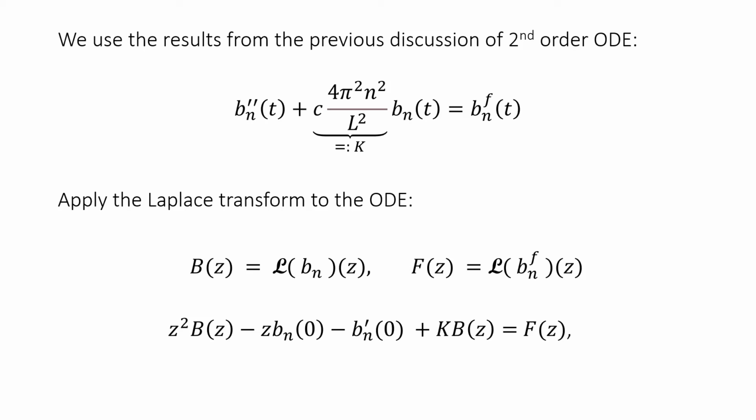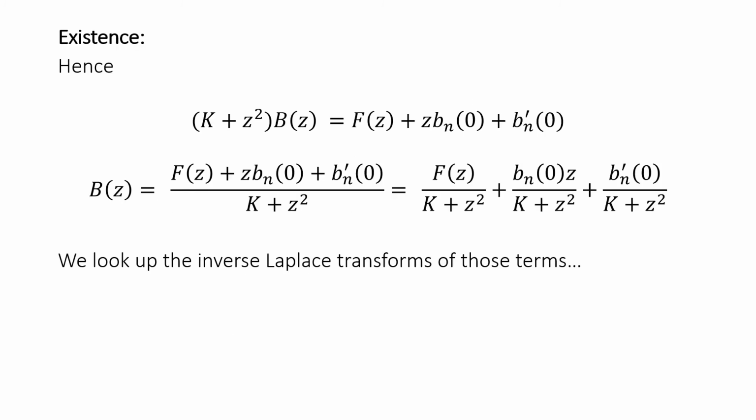The plan is again to isolate B(z). With some simple manipulation, we see that (K plus z²) times B(z) equals F(z) plus z bn(0) plus bn'(0). We just regroup this equation. Dividing by K plus z², we see that B(z) equals F(z) plus z bn(0) plus bn'(0), all divided by K plus z².